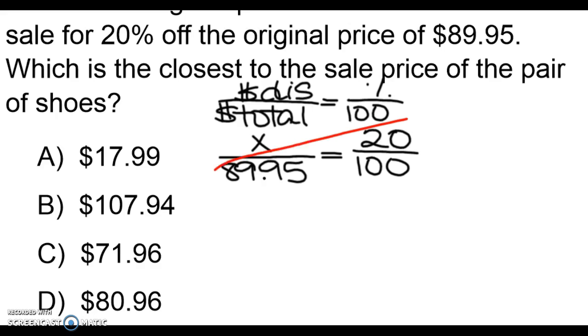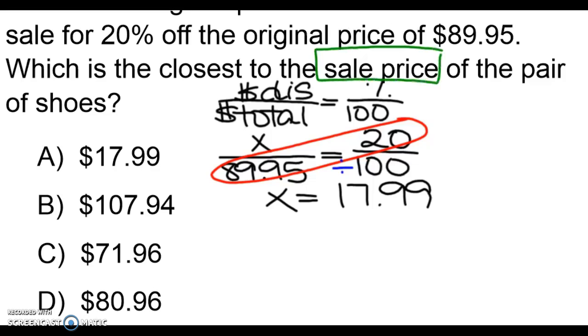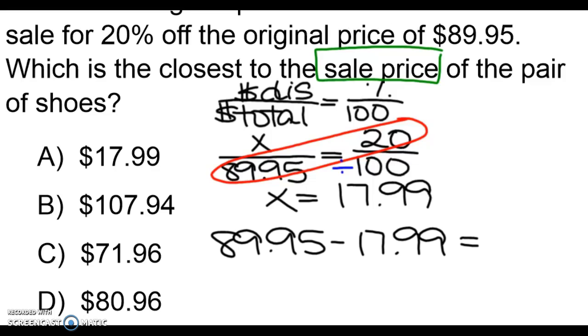We're going to go ahead, take our crisscross, and multiply the two numbers that we can, and we're going to divide by x's partner, which is 100. As soon as we do that, we get that x equals $17.99. Now we need to go back and read the question, and it says, which is the closest to the sale price? So because it says sale price, we know we have to subtract here. So we're going to take the original amount of the shoes, and we're going to subtract our sale, and as soon as you pop that in the calculator, you should have been left with $71.96.